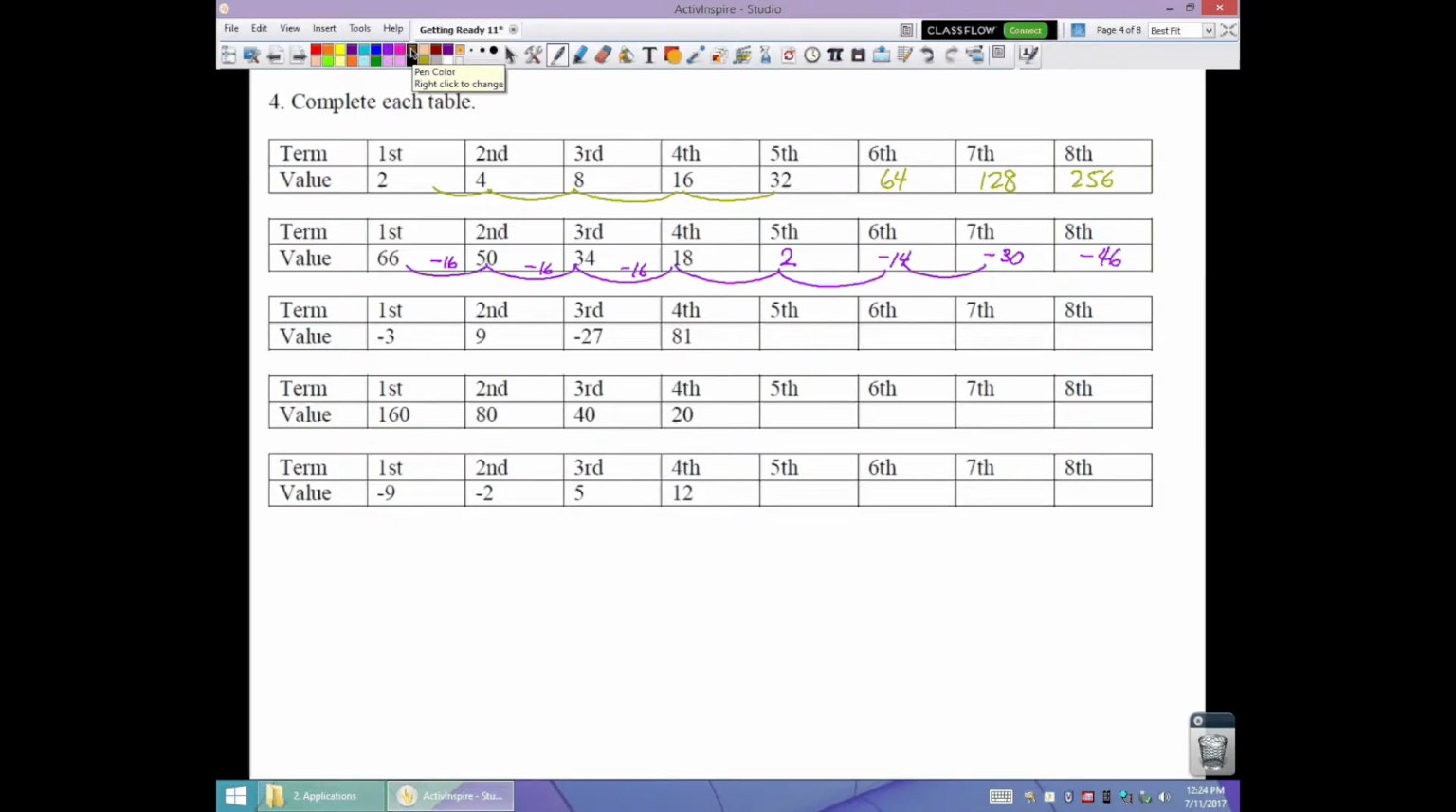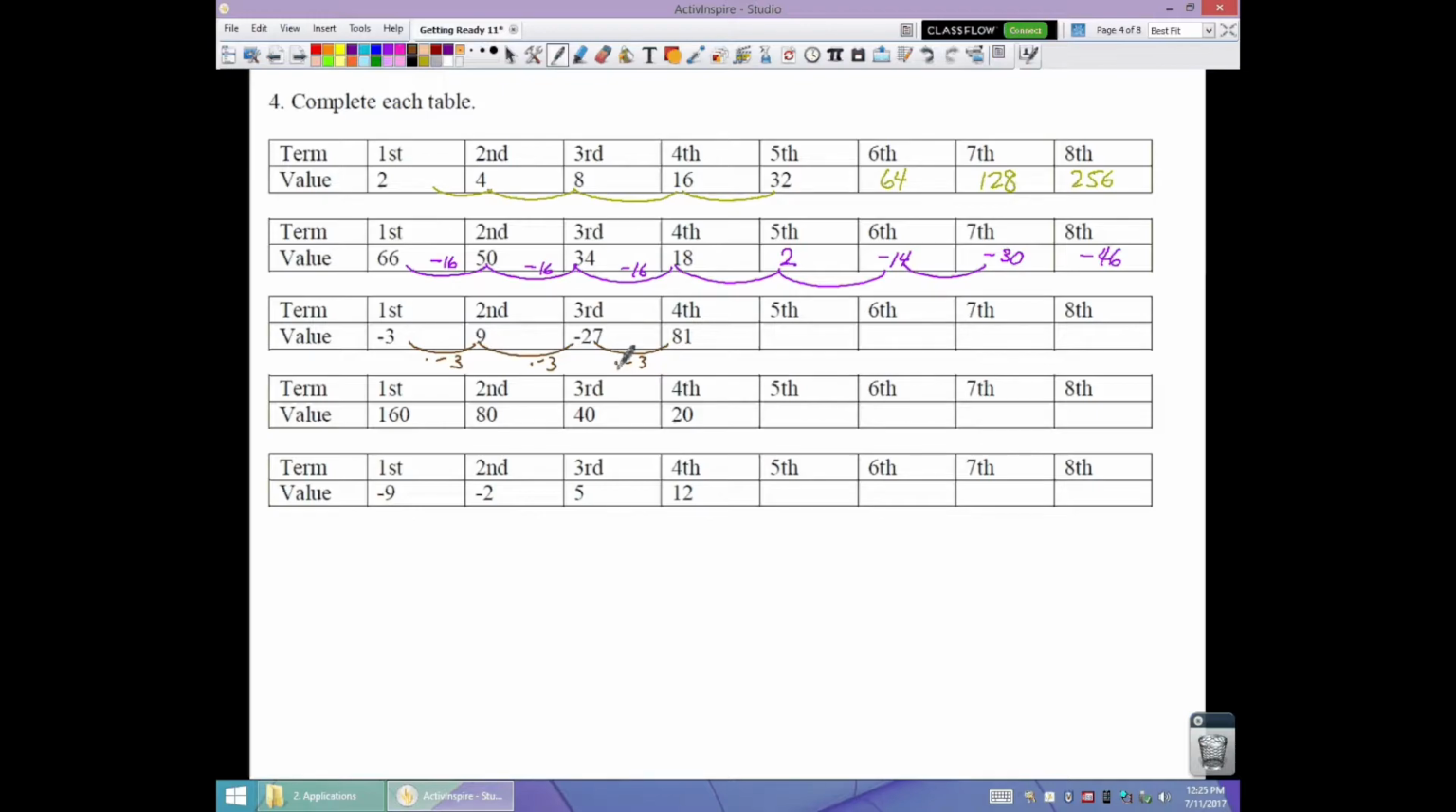Now, the third table here goes up, then it goes back down, and then back up. So the only way you can alternate from negative to positive is if you're multiplying by a negative number. So that gives us the hint here that this is a geometric sequence. Negative 3 times negative 3 is 9. 9 times negative 3 is negative 27. Times negative 3 is the positive 81.